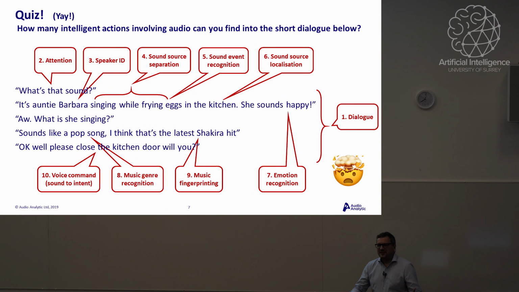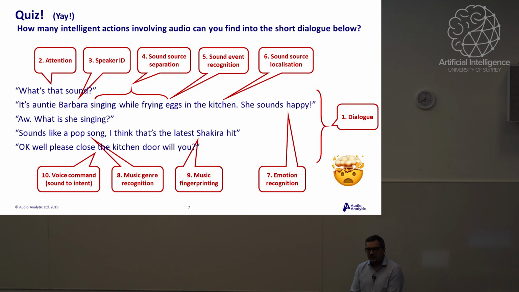So please talk to me, tell me. How many can you see? Anybody? Yes? All of them. All of them, yes, but can you name some intelligent actions? What do you see that's intelligent and that's dealing with audio in this dialogue? For example, emotion detection. Emotion detection, yeah, she sounds happy, so that's one of the tasks.